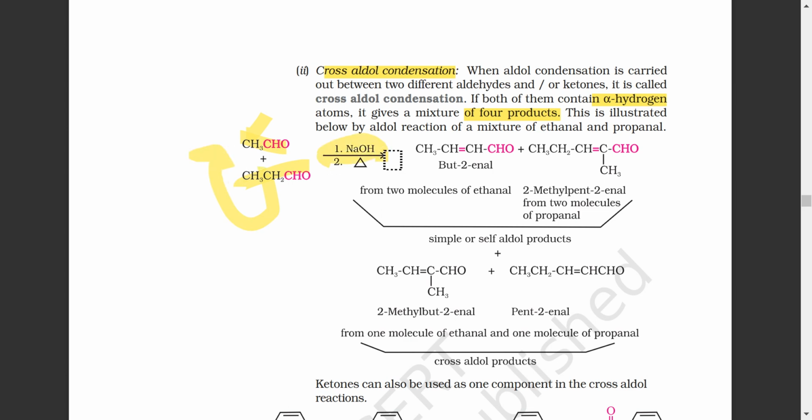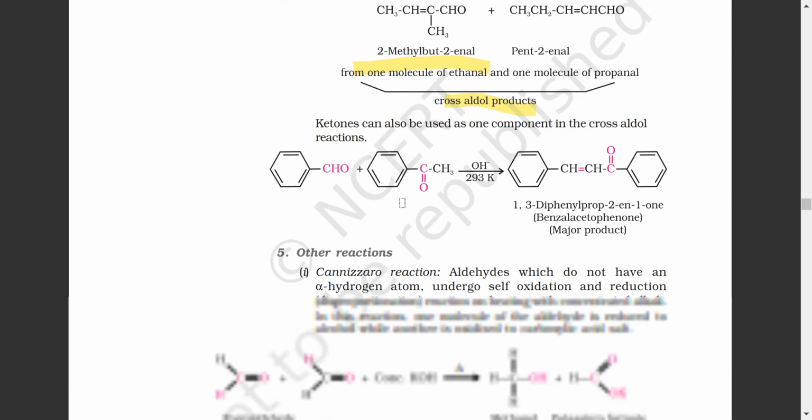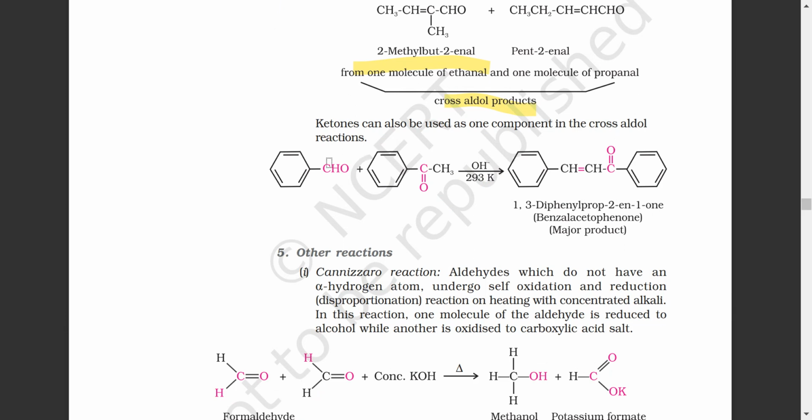Similar conditions we have taken, we took a base. Fine. And that's how you can get the four different products. Simple or self products होंगे, और हमारे पास होंगे cross aldol products as well. Ketones can also be used as one component in the cross aldol reactions.